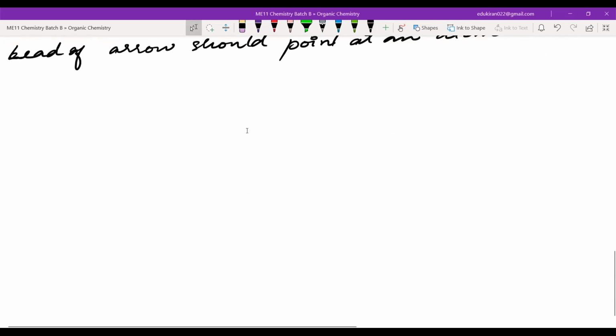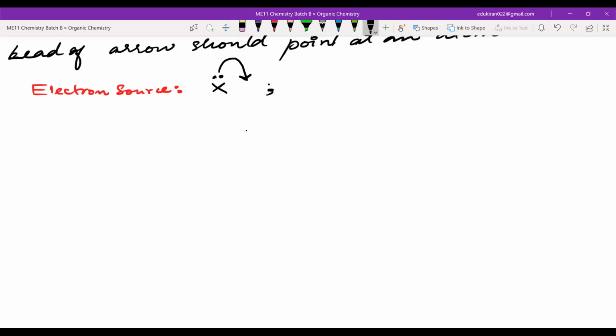So first of all, electron sources. An electron source, first of all, will be a lone pair. You will always see that the arrow should originate from the lone pair. It will never be like the head of the arrow is here. So you'll be doing it like this.